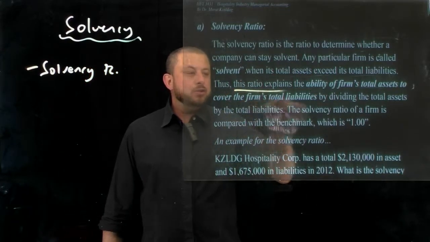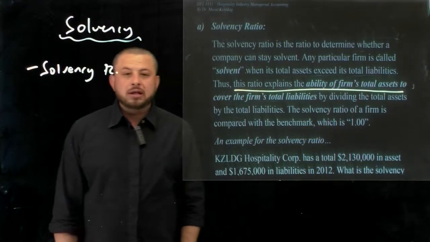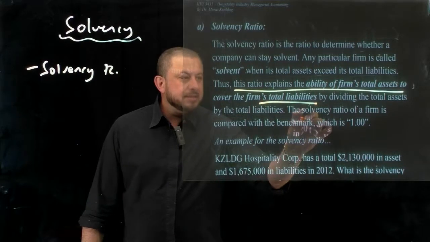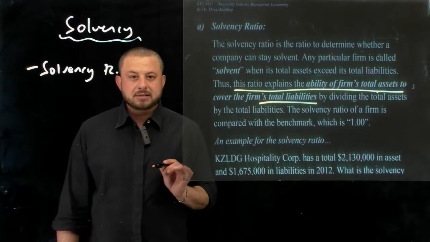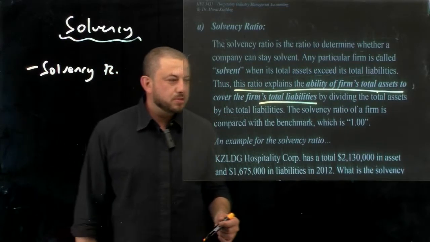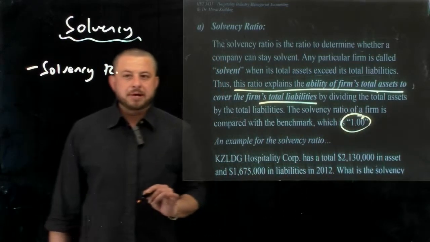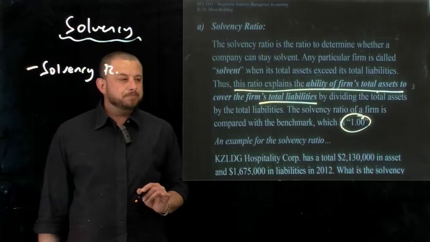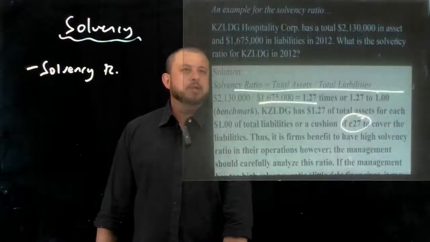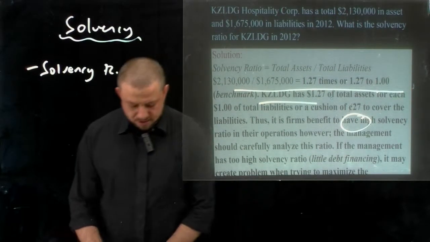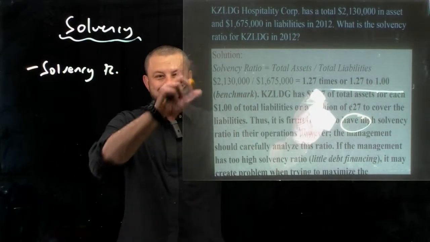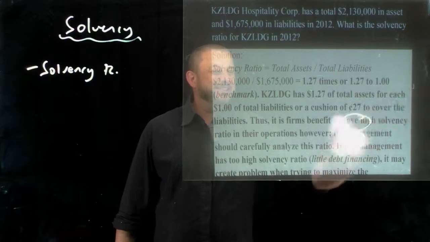Therefore, this ratio shows the ability of firms to cover total liabilities using the total assets. Again, not current this time, it's the total assets and total liabilities comparison. We are using the benchmark again. The benchmark is 1 for the solvency ratio, and then we are going to compare our value with the benchmark to determine if we are a solvent company or not.